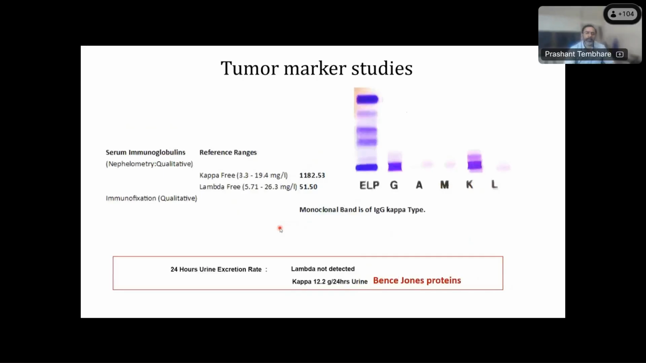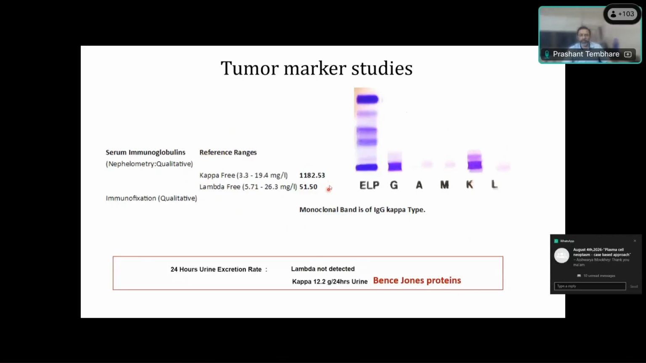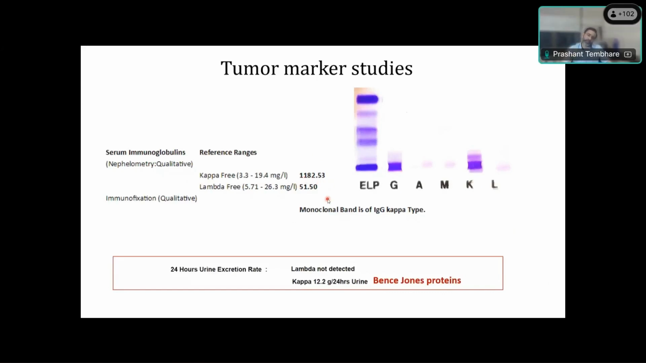And this is serum immunofixation. On immunofixation also, the band was noted in G, which represents IgG protein, and in the kappa region, which represents kappa light chain. So this confirmed it, and the free light chain ratio was strongly deviated. If you calculate it, the free light chain ratio is more than 20 times. Urine evaluation was also done for Bence Jones protein, and it detected kappa light chain in urine, 12.2 grams.